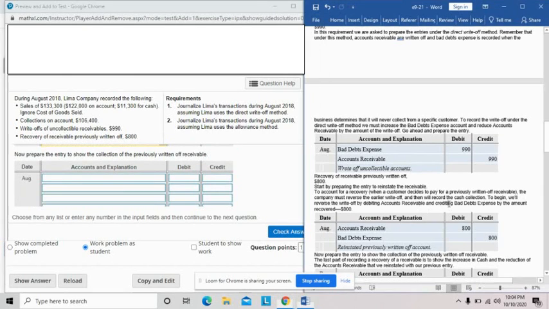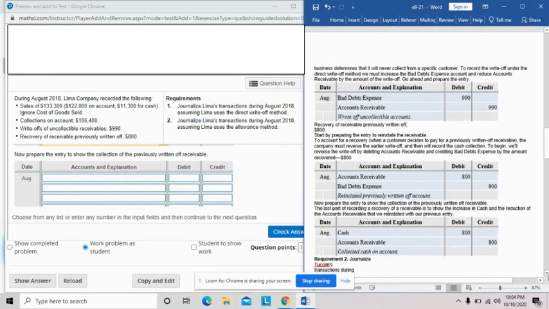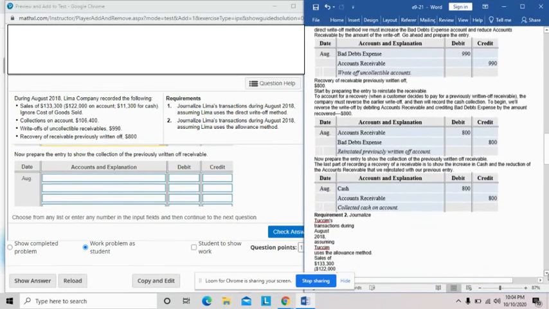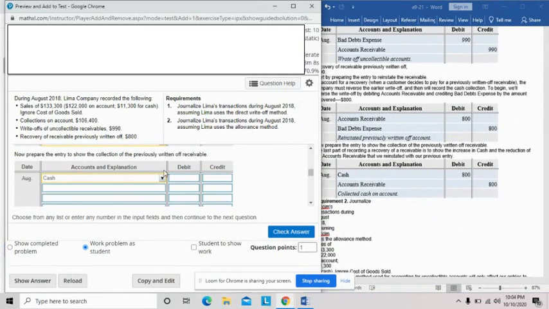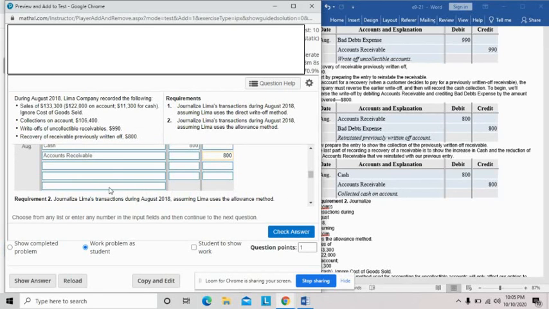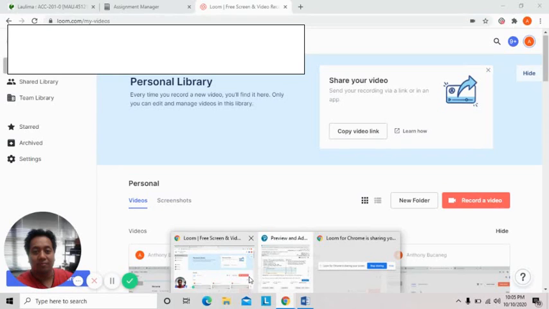Now we must prepare the entry to show the collection of the previously written off receivable. The last part of recording a recovery of receivable is to show the increase in cash and the reduction of the accounts receivable that we reinstated with our previous entry. So in this, we'll have a debit in cash of $800, credit in accounts receivable of $800, and the explanation includes collected cash on account. Okay.